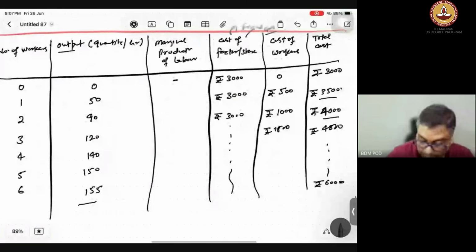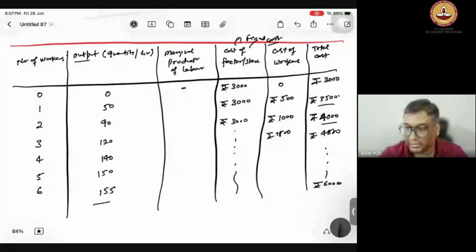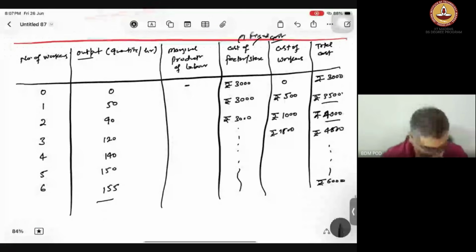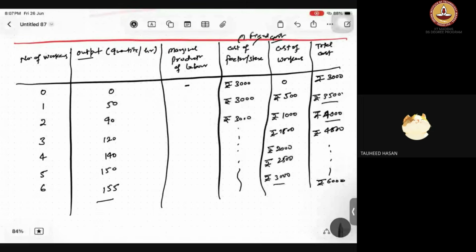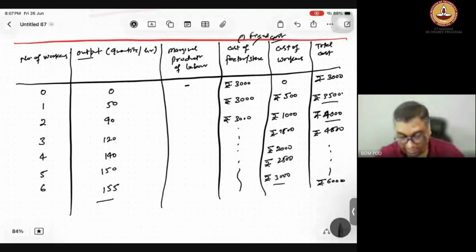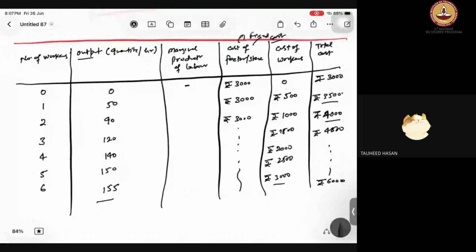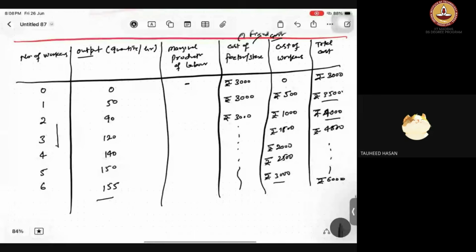Now, some of you are very curious to know about the pattern. Why is it happening? Why is this pattern coming? Is anybody observing something unusual in this pattern? Just let me know. Sir, there is a pattern in the output. The output is not increasing that much when we are adding new labor; they are not adding much.